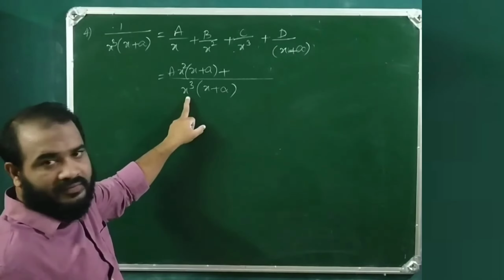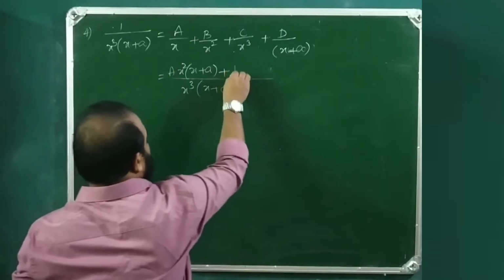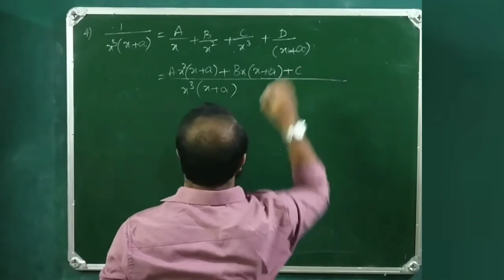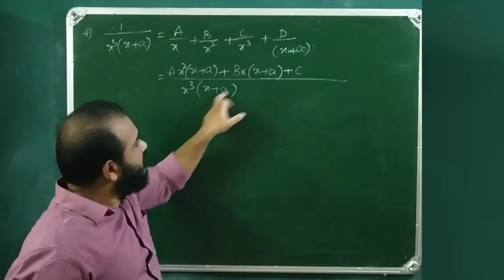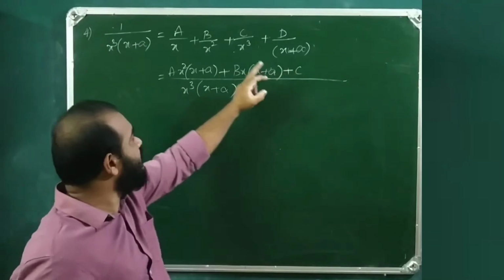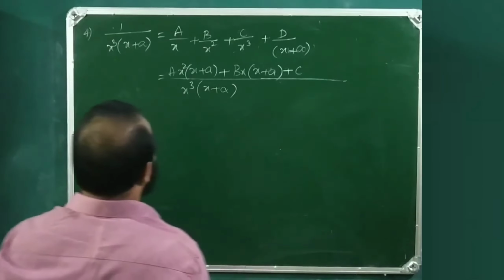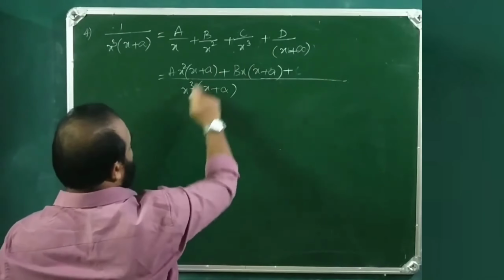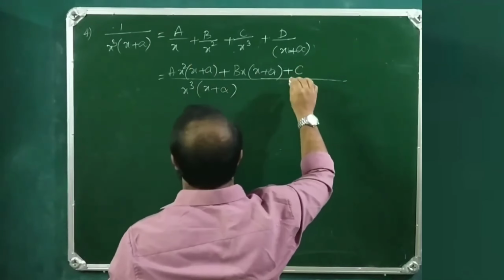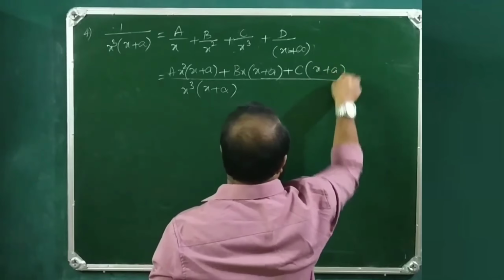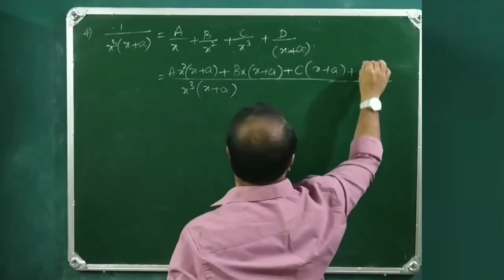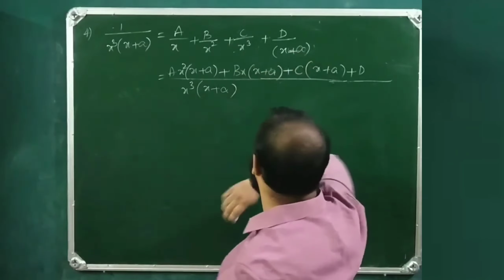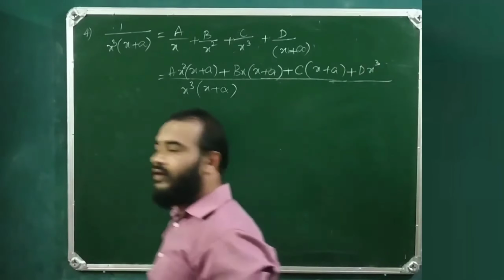So this is x times bx into x plus a, plus c into x cube into x plus a by x plus a. X plus a gets cancelled. So d into x cube. So we are left with this now. So x cube into x plus a by x cube, x cube gets cancelled. C into x plus a. This is d into x cube into x plus a by x plus a. These two get cancelled. D into x cube. This is what we get.